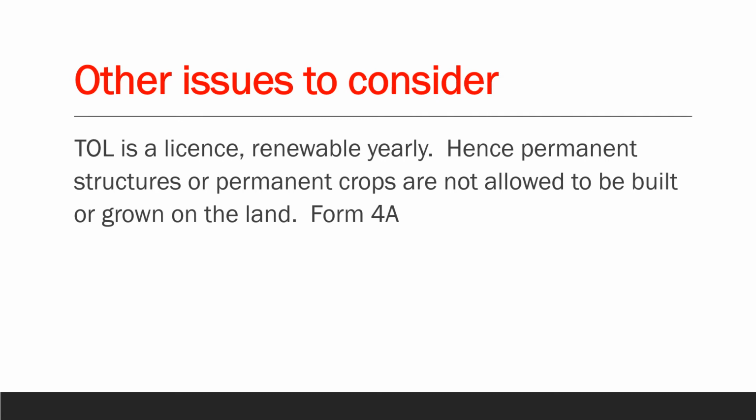There are other issues to consider. A TOL is a license. It is renewable yearly. Therefore, as I said, you can't have permanent structures or permanent crops. But in practice, sometimes you find that there are rubber estates on TOL land. Now, how this happens is because sometimes the land is not being used at all. And originally, they get a TOL and they plant the crops and they ask for a renewal. It could be a yearly renewal, although it says 3 times. But well, I suppose it could be in the discretion of the land administrator and the land authority.